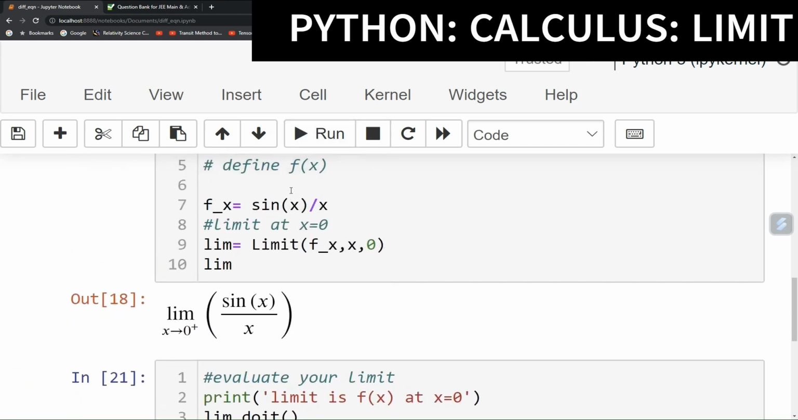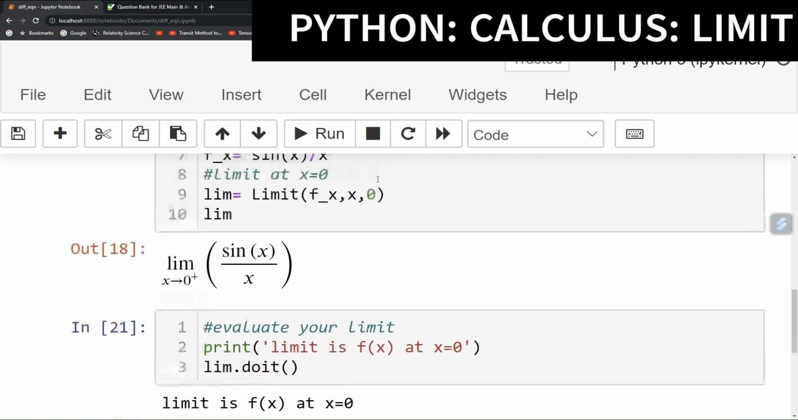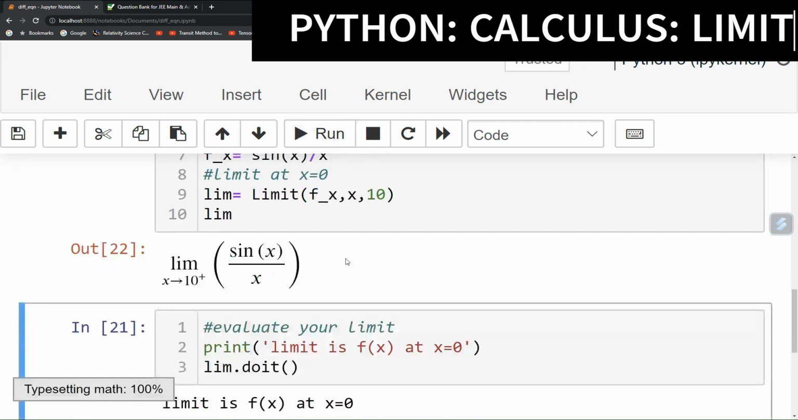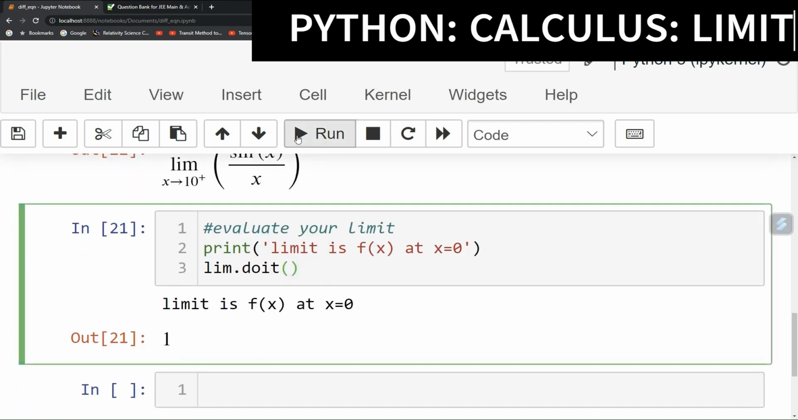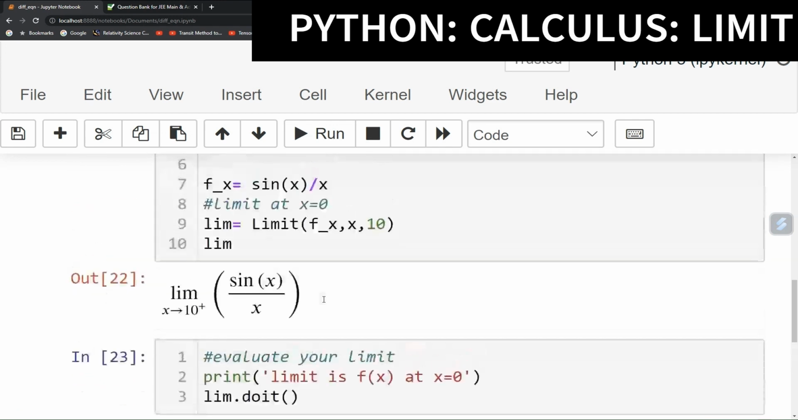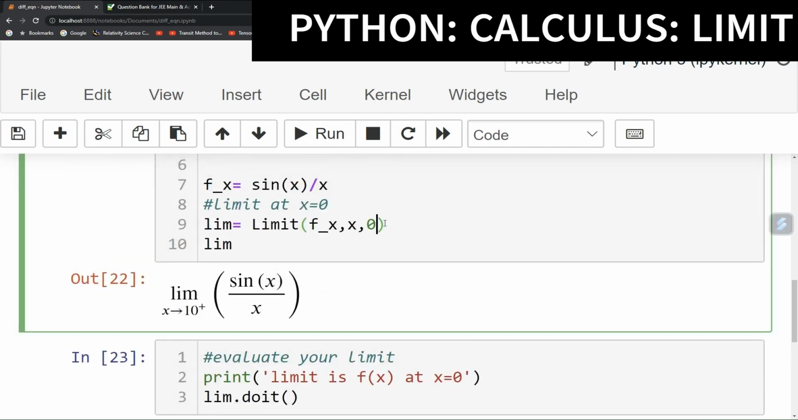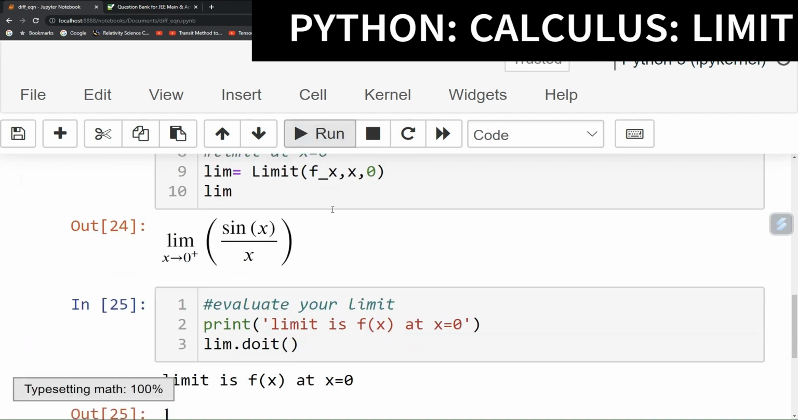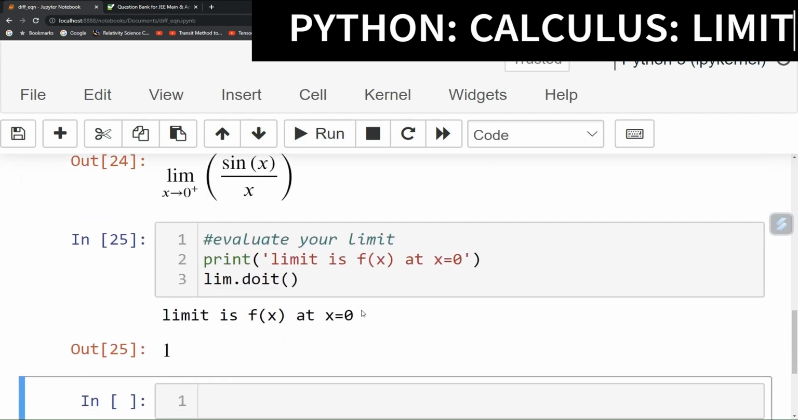You can also modify it to find this limit at any point. Say you want to give it at 10, so sin 10 by 10, it will give an expression. So I'm putting just 0 here, and then we are returning our limit at x equal to 0 is 1.